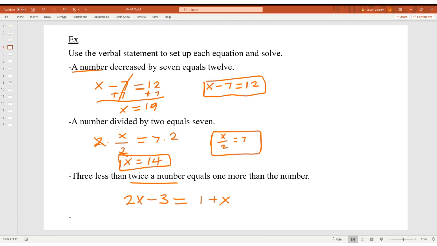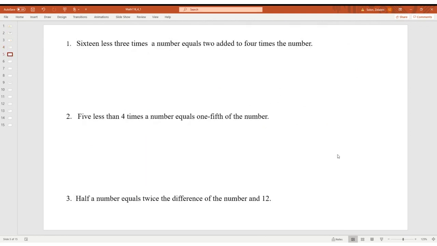Okay. Next. Any question? Now I want you to try these three and write the equations.